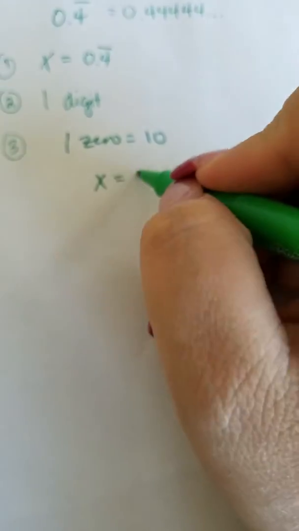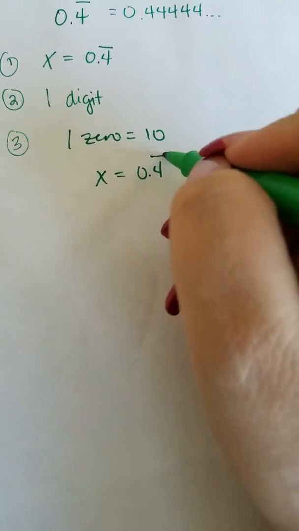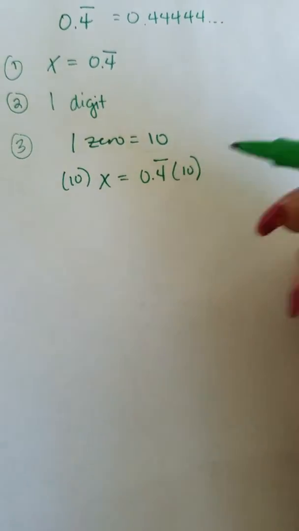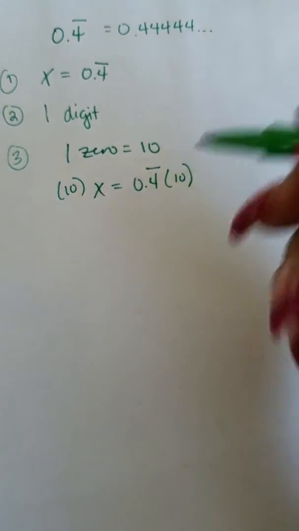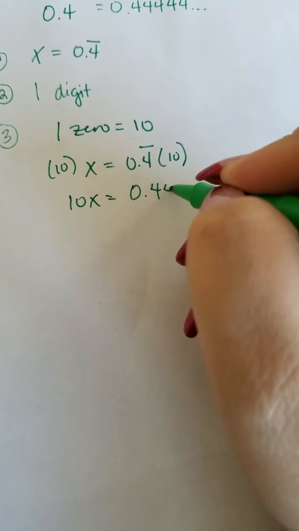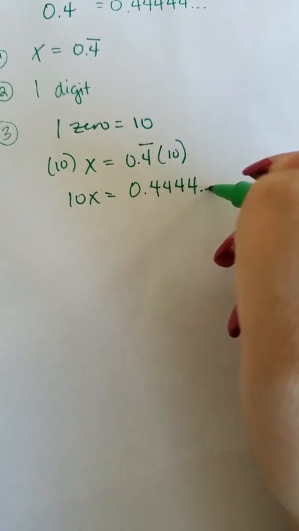So we have x equals 0.4 repeating. We're going to multiply both sides by 10. Okay. So we can write that as 10x. We know that this can be written as such.